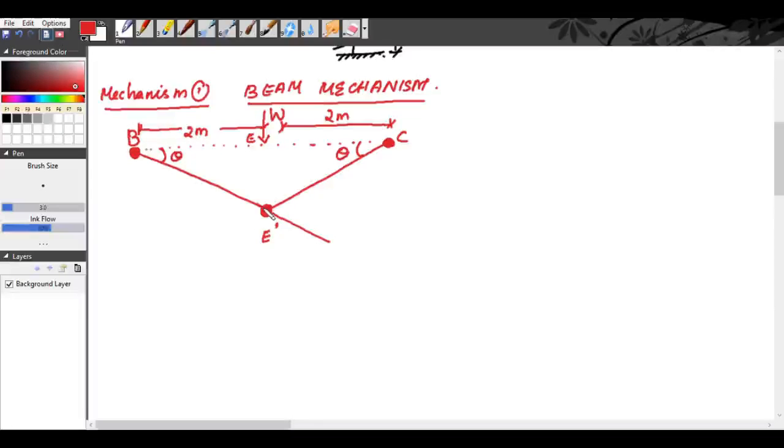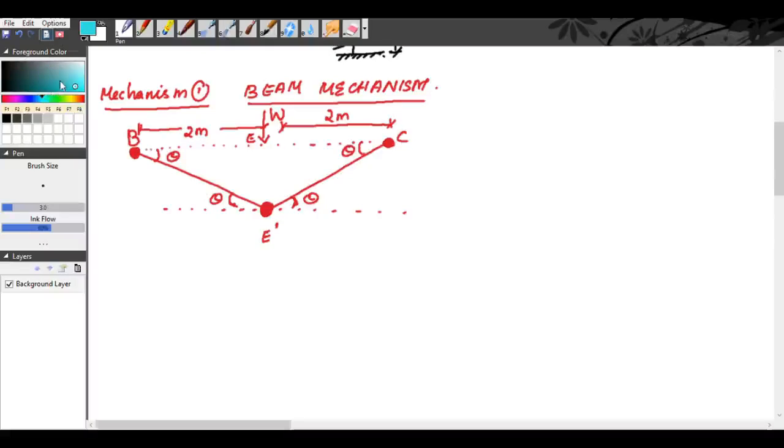Now you can take the rotation formed as theta plus theta. This is theta plus theta, so you can take this as 2 theta, or else you can draw a horizontal line here and take this angle as theta and this angle as theta. So both are the same, right? So the rotation formed at this hinge will be equal to 2 theta. Totally it is 2 theta.